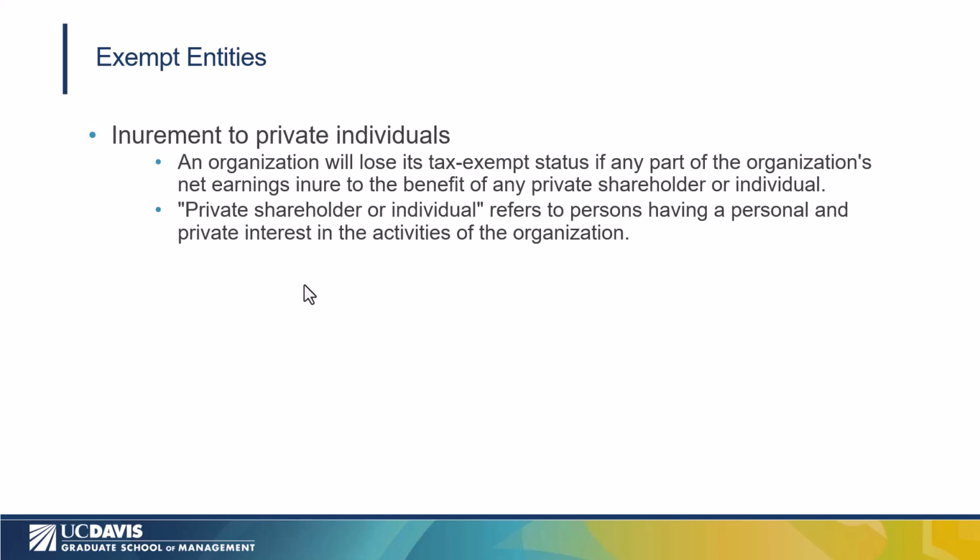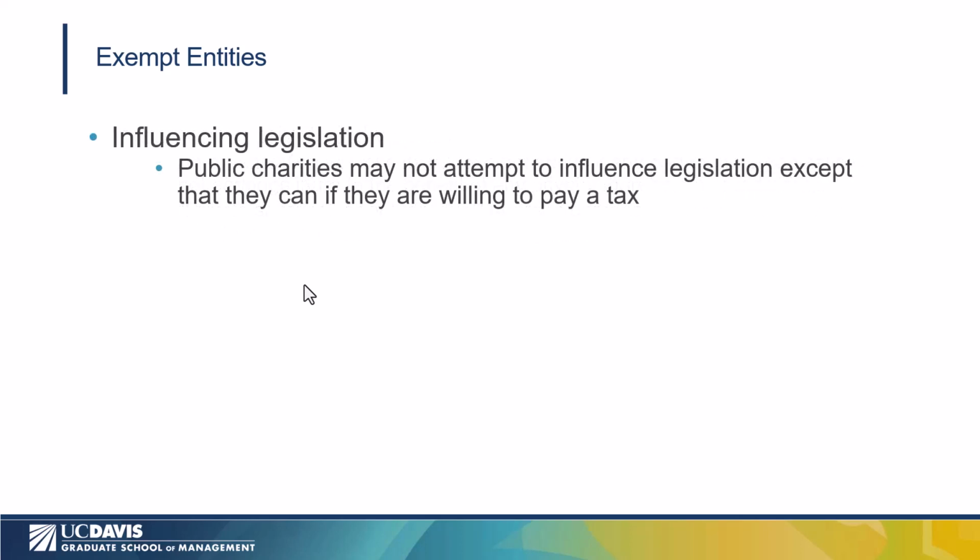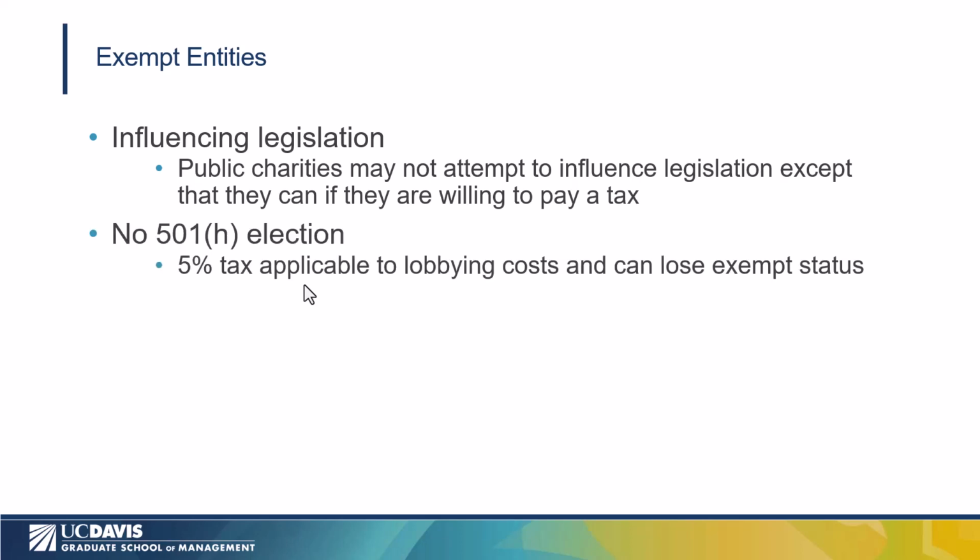Sorry about that. So, influencing legislation is not permitted, recall. Public charities may not attempt to influence legislation, except that actually they can if they're willing to pay a tax. If they don't make a 501(h) election, then there's a 5% tax that would be applicable to lobbying costs, and the potential is they could lose their exempt status. So lower tax, but you could lose your exempt status because basically you're not telling the IRS that you're engaged in this sort of activity. If they catch you, it's a 5% tax, and if they find out that you're not operating primarily for the purposes of your exemption, then they'll take away your exempt status.